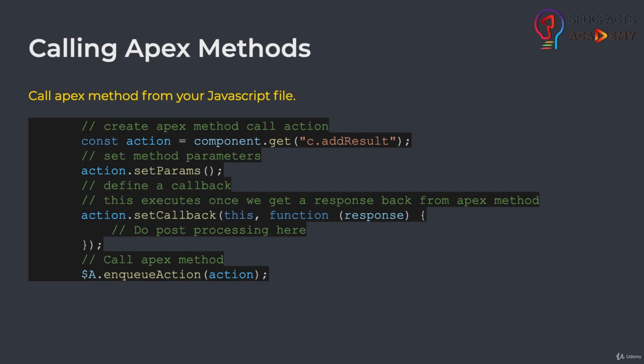And the last step would be to call the Apex method, and for that again we are going to use our $A, which represents the Aura framework itself, and then the enqueueAction method.